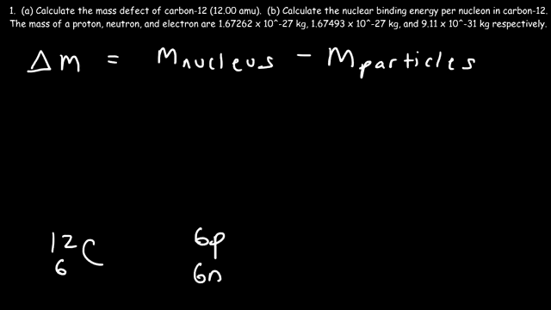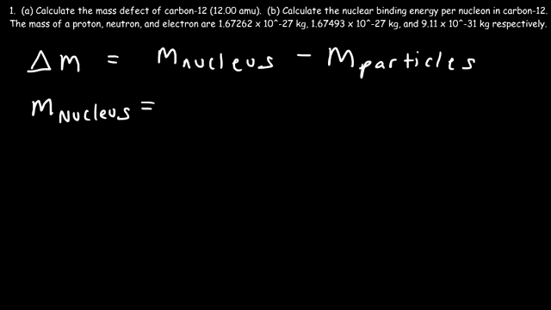Now for an atom, the number of protons and electrons are the same. An atom is electrically neutral. So an atom of carbon-12 has 6 electrons. Ions have different numbers of protons and electrons. Now let's calculate the mass of the nucleus separately. The mass of the nucleus is the difference between the mass of the carbon atom and the mass of the electrons in that atom. So we said that carbon has 6 electrons.